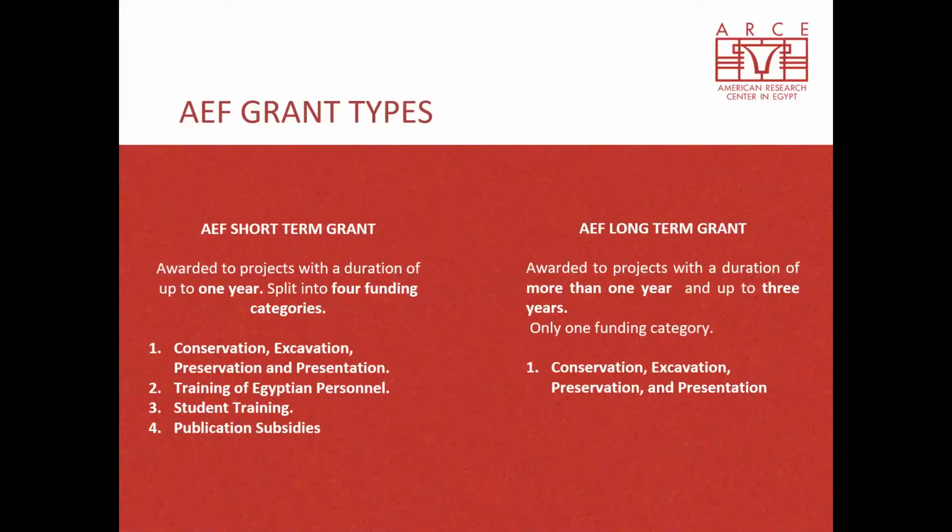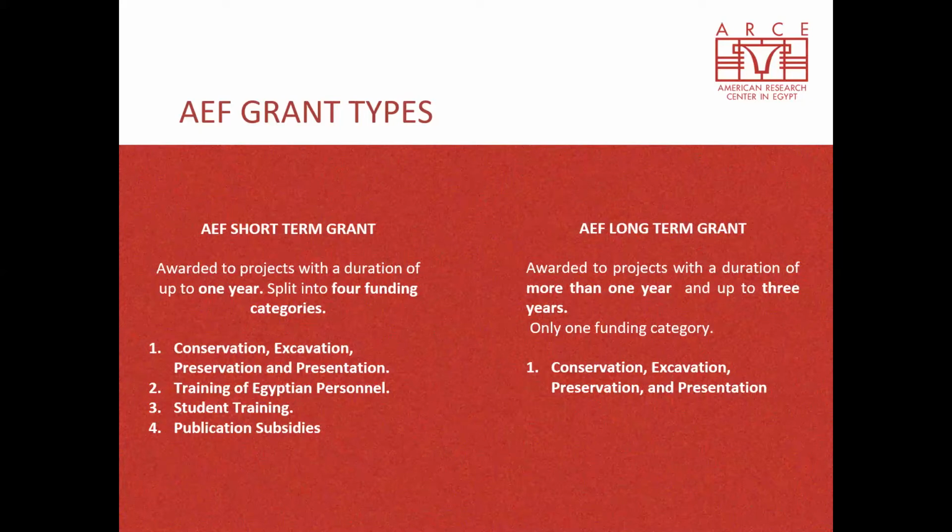Now, the AEF grant program is split into two types, the short-term grant and the long-term grant. The short-term grant is awarded to projects with a duration of 1 year or less, and is split into four funding categories. One, conservation, excavation, preservation, and presentation. Two, training of Egyptian personnel. Three, student training. And four, publication subsidies. I'll get into these four later on in more detail.